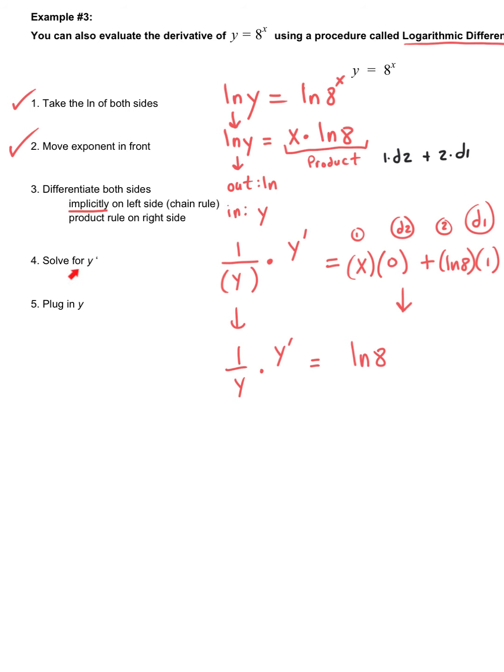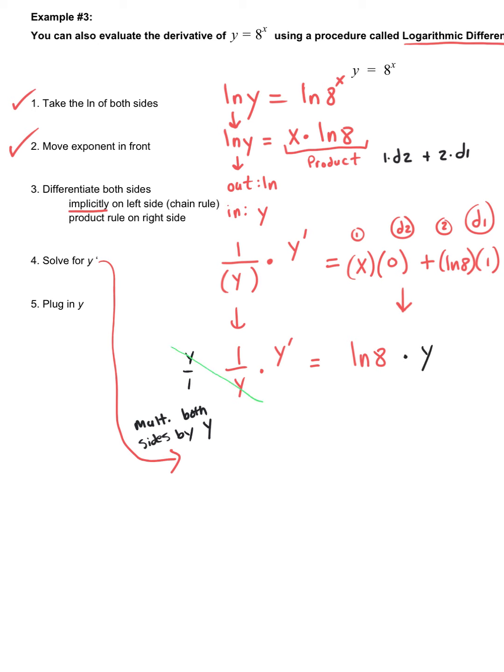So that's our fourth step: get y prime by itself. All right, I'm going to draw a line so we can keep track of it. Now we're down here. To get y prime by itself, we can simply multiply both sides by y. If I multiply this side by y over 1, I have to multiply this side by y. Okay, so what happens here?